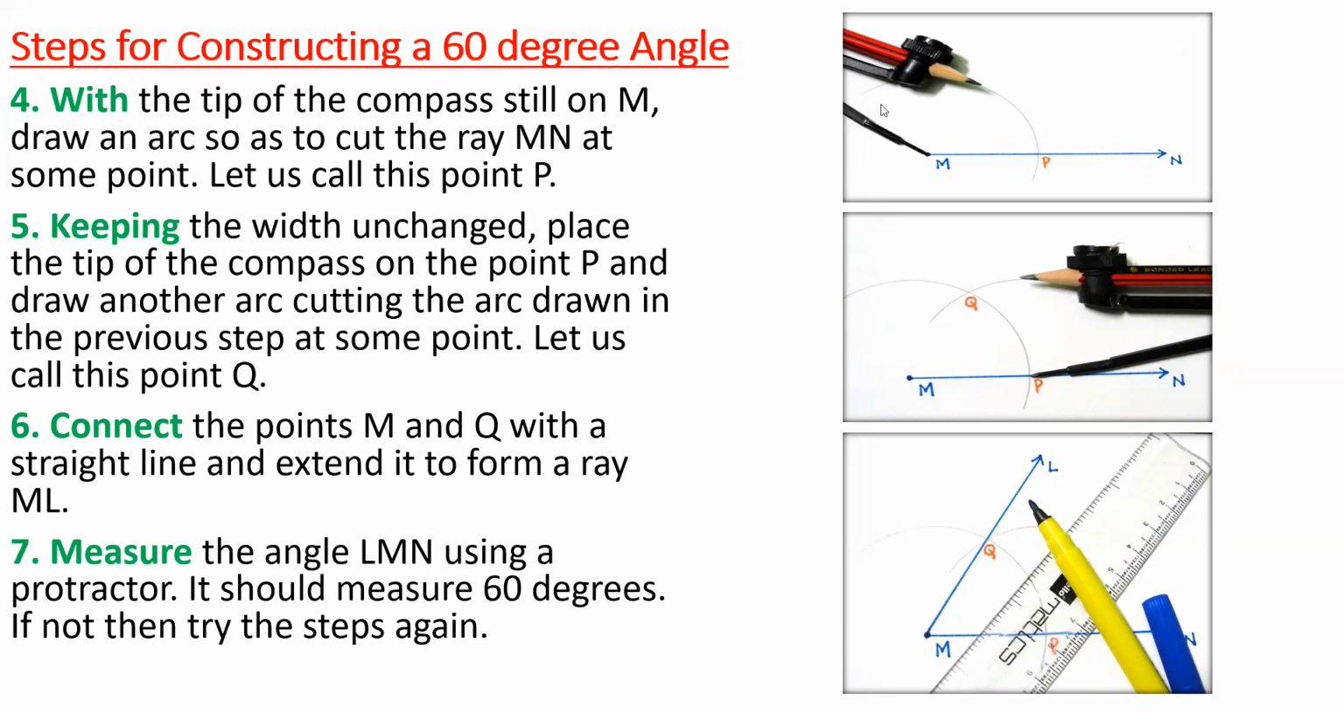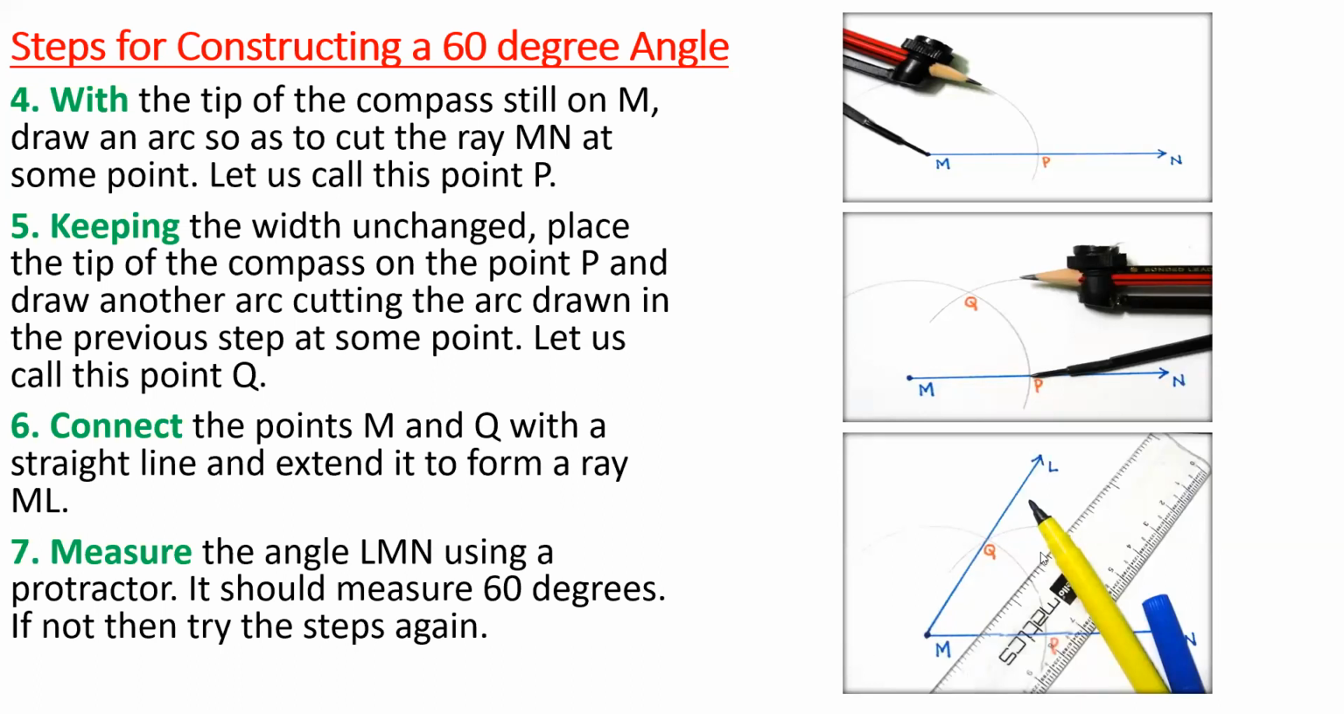So what we have here is this point M. What we're going to do is use our compass to draw an arc. All right, and we're going to call this point P, okay? And then point P is going to be the point that intersects with this ray, right? And then we're going to come here at point P and draw an arc. We're going to call this point Q. Then we're going to draw a line that is going to intersect the arcs. We're going to call that point Q. And the combination of the two rays forms an angle.